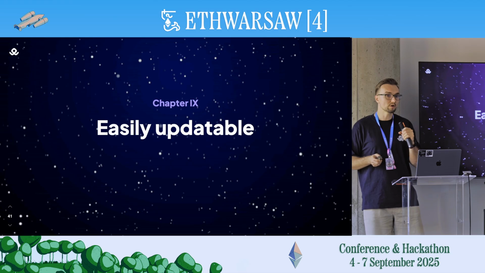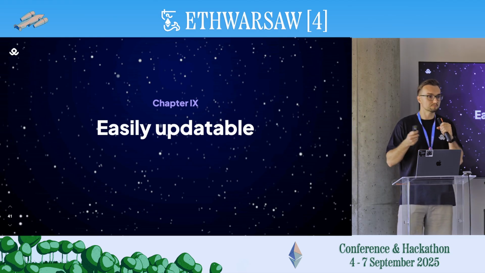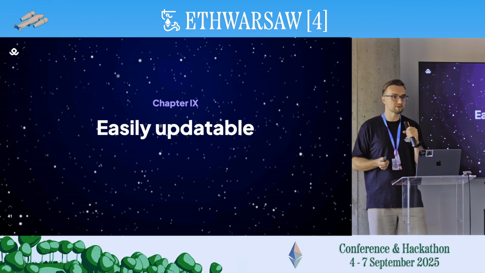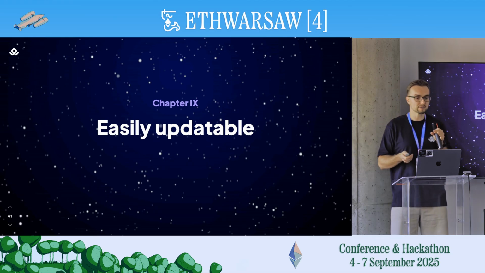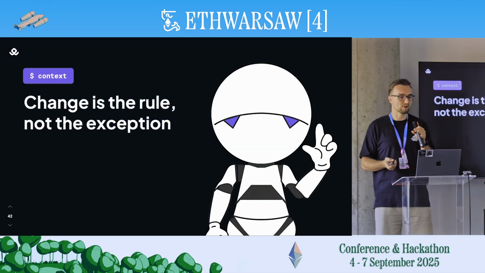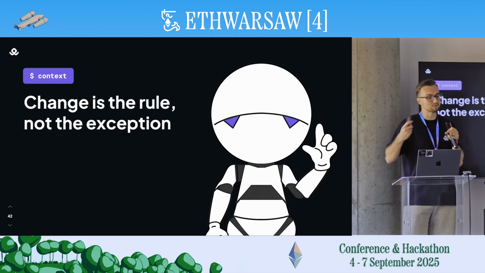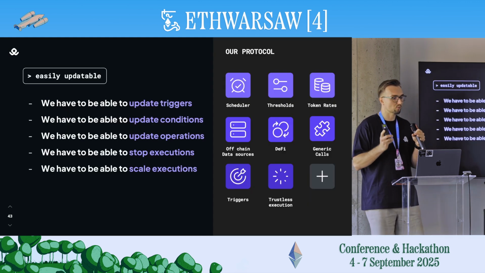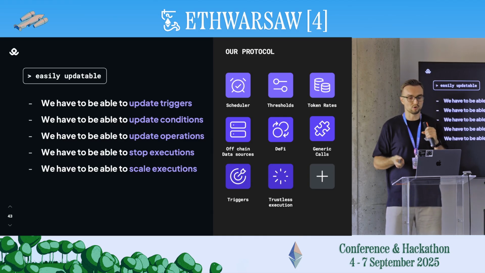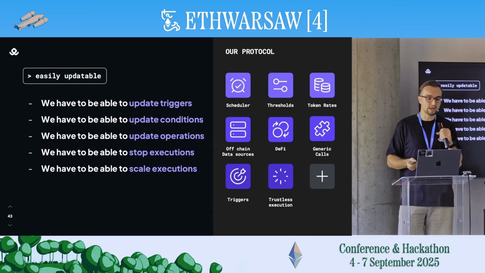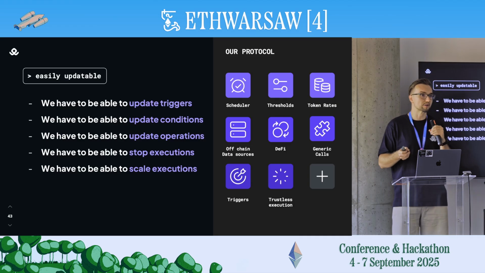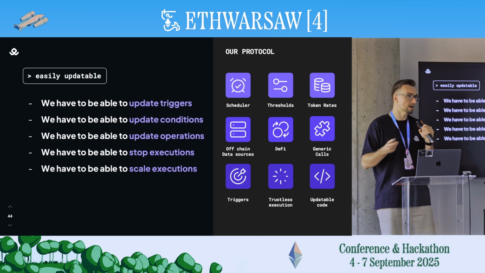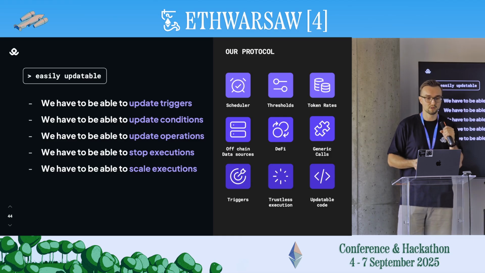And lastly, we want this to be easily updatable, because in today's world, when you create an automation, it's often fixed. Making changes is super complex. So we want to allow you developers to change the rule. So change is the rule, not the exception. We want to be able to update triggers, conditions, and operations, stop executions, and scale executions in a matter of changing a few lines of code and not the whole infrastructure. So the code is updatable in the protocol.